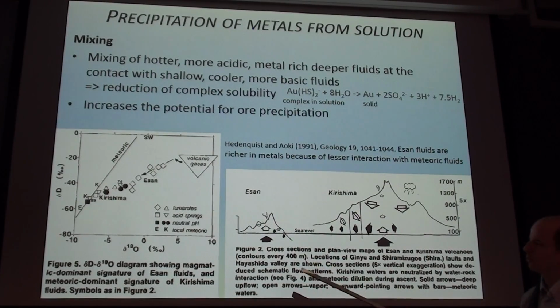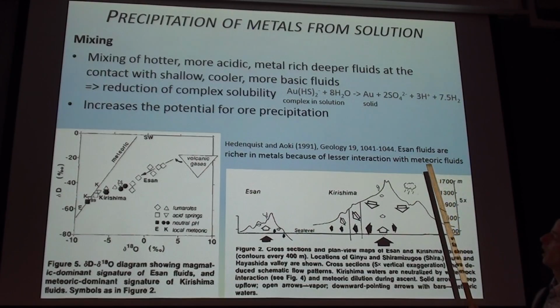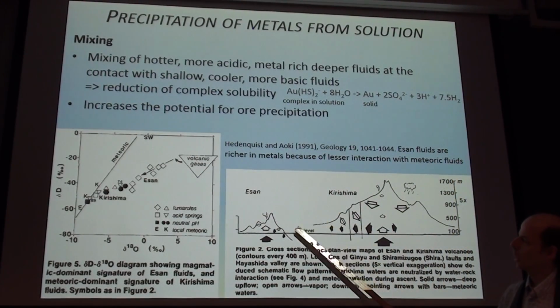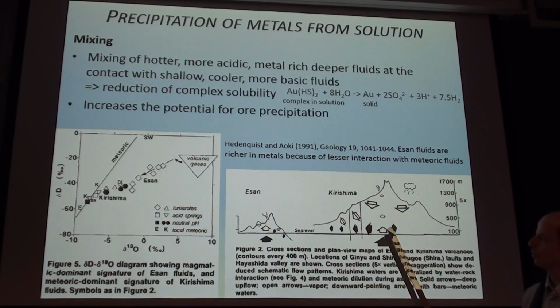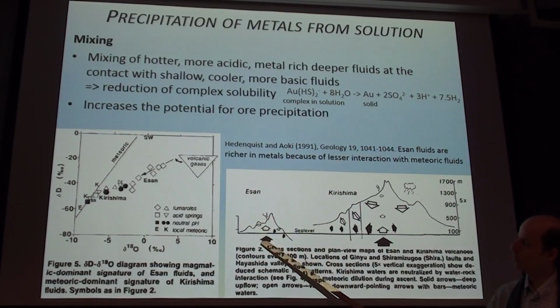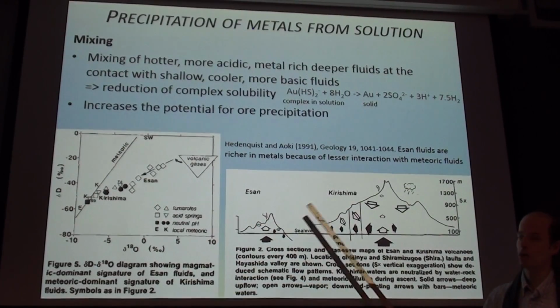And this is an example from two volcanoes in Japan, Kirishima volcano and Esan volcano. Both have active hydrothermal systems, but in this system here, we don't have too much interaction with.